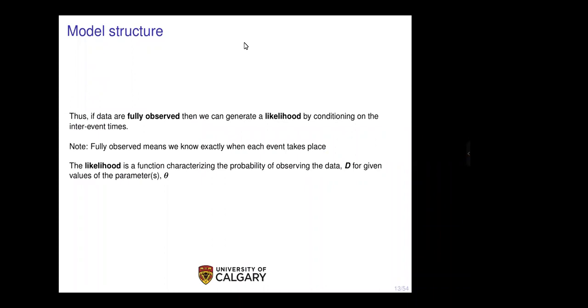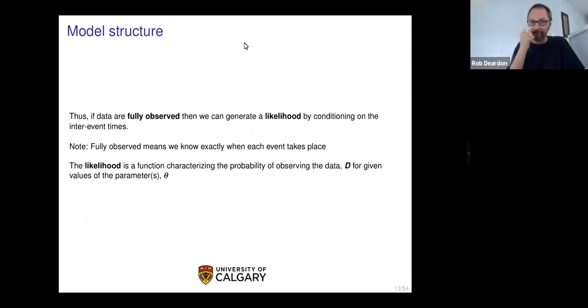Okay. All right. So now we have exponential inter-event times underlying our model. So if our data are fully observed, we can generate a likelihood, right, for a given data set. When I say fully observed, I mean that we know when each event takes place. So we know when an infection occurs and at what time. We know the time at which a removal takes place. I will skate over for the moment that this is an extremely unrealistic assumption, but we will come back to that later. Right? So for now, we're going to assume that we do know when the event times occur.